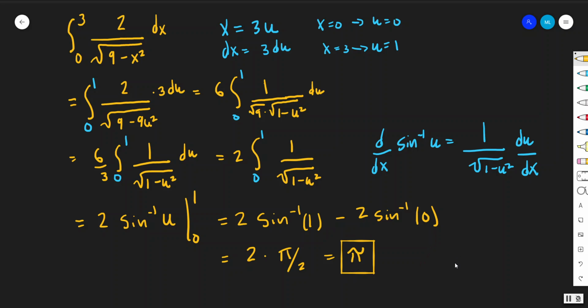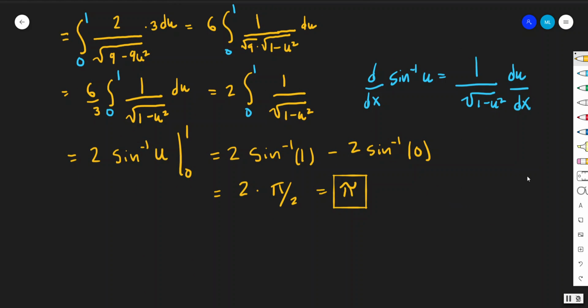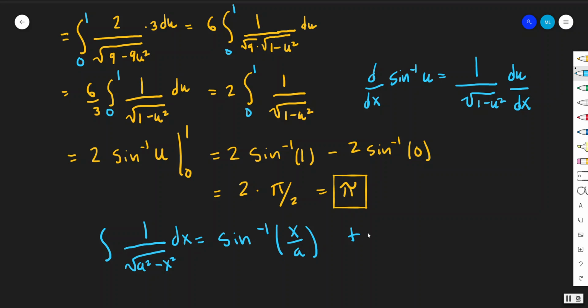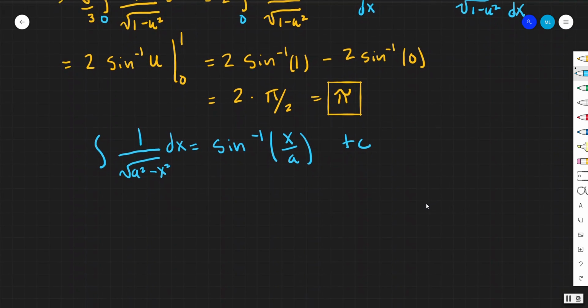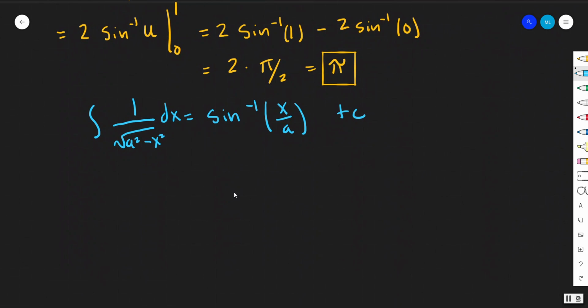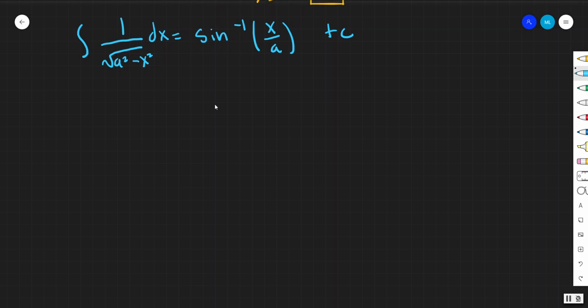Now, note that another way that we could have worked this problem is to use that the integral of 1 divided by the square root of a squared minus x squared dx is simply going to be sine inverse of x over a, plus c. The only thing, though, is that it hasn't been established whether this is true, but it can be proven whether you differentiate the right-hand side or if you work it the exact same way.